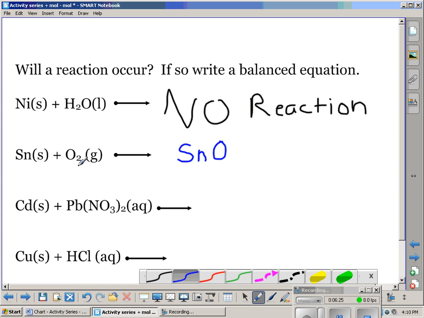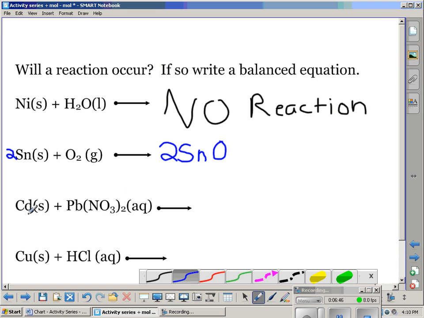to balance this. We have two oxygens on this side, so we need two over here, so let's just put a 2 in front of this molecule. So now we have two tins, we'll need 2 over here, so we just put a 2 in front of this tin. We have a balanced equation. Okay, simple enough. Okay, moving on to the next equation.